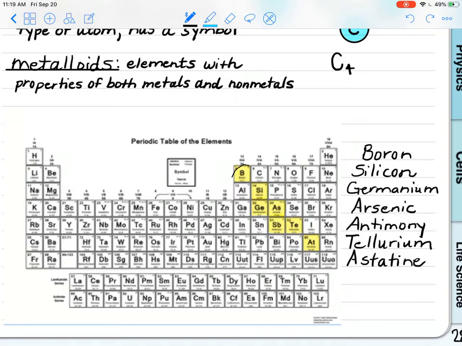You have boron, right there, silicon, germanium, arsenic, which you may have heard of, that's a poison, antimony, that is used in gunpowder, tellurium, and astatine. Those are your 1, 2, 3, 4, 5, 6, 7 metalloids, and those are all. You do not need to memorize that. I'm just showing you the periodic table really here.